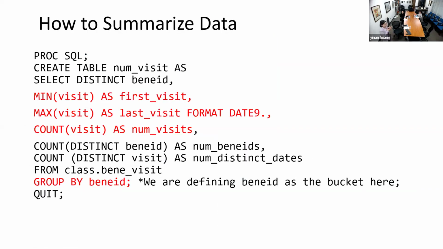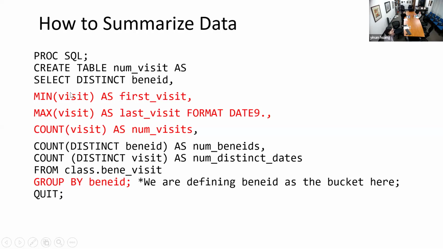If we want to summarize the data, as in the example we just mentioned, we just need to use PROC SQL. In this PROC SQL, those highlighted in red are the group by the patient ID. And in the select, you just need to have the different summary functions. The minimum and maximum are summary functions and very commonly used. And we can also have the count, right?